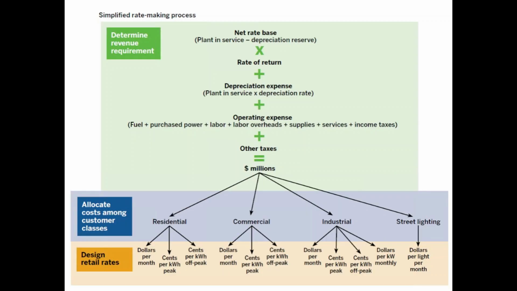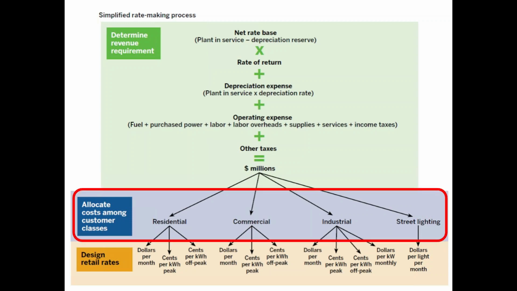Thanks, Mark. A typical rate case begins by determining the revenue requirement, the process shown in green at the top of this diagram. It ends with the design of rates, shown at the bottom. In the middle, in blue, is the cost allocation process, which splits the revenue requirement among the classes. That step is the subject of this new manual.